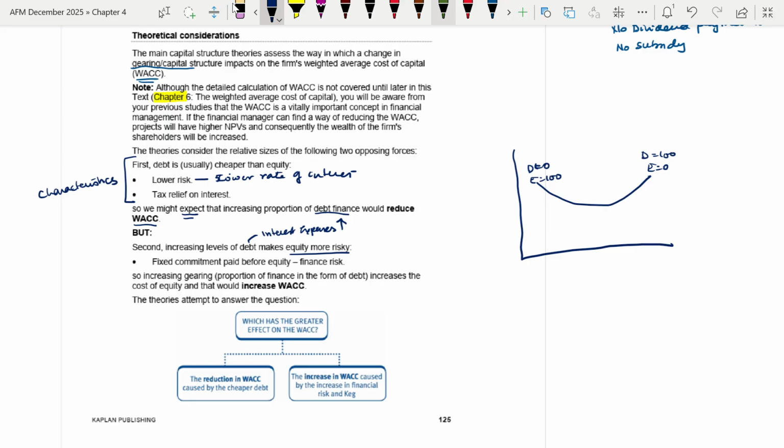So increasing the gearing, is it right? Increases the cost of equity. This is the big statement. Increasing the gearing, meaning increasing the loan, will increase the cost of equity. If it is increasing the cost of equity, it is increasing the weighted average cost of capital. Very specific statement.